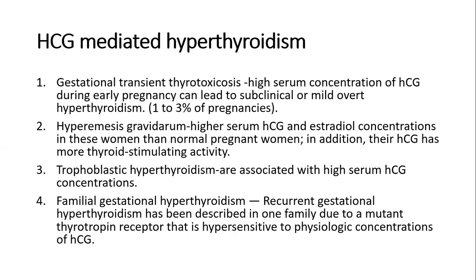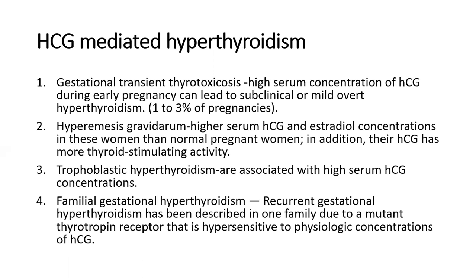Now for the HCG-mediated hyperthyroidism, in gestational transient thyrotoxicosis, we usually have high serum concentrations of HCG early during pregnancy, and that can lead to a subclinical or mild overt hyperthyroidism. You can also have hyperemesis gravidarum, where we have higher serum HCG levels and estradiol concentrations in those women than in normal pregnant women. In addition, we can also have HCG isoforms which have more thyroid stimulating activity.